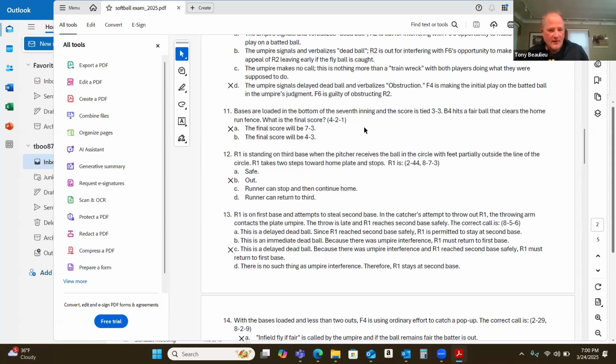Okay, number 11, bases are loaded in the bottom of the 7th inning. The score is tied 3-3. B4 hits a fair ball that clears the home run fence. What's the final score? We shouldn't really care. We should just wave to everybody and say bye, have a great game, appreciate you, and give their balls back. But the final score will be 7-3.